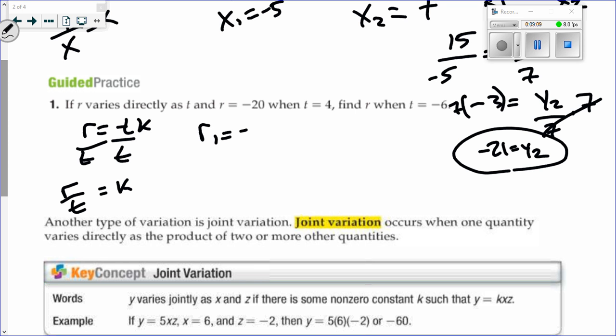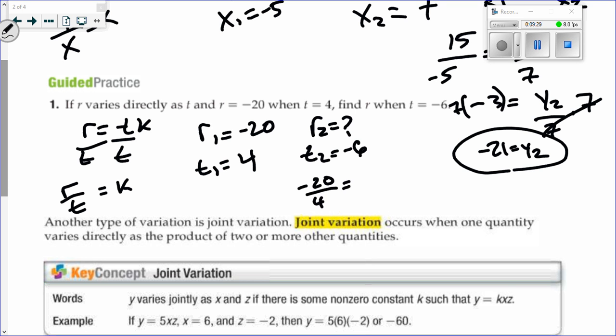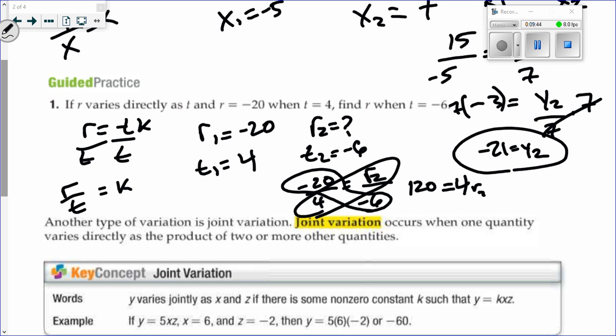Then we have that R1 would be negative 20, while T1 is equal to 4. This is my first relationship relating R and T. My second relationship, well, I'm looking for the R value when T is negative 6. So I should have set up a proportion here: negative 20 over 4 equals R2 over negative 6. We want to cross multiply and divide. We'll solve the other one that way as well. Negative 20 times negative 6 is 120 equals 4 times R2. Divide both sides by 4, and we get 30 equals R2.